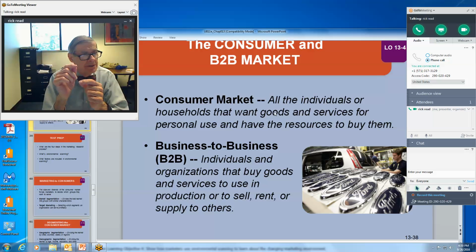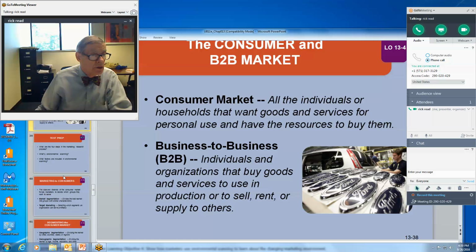Business to business is much different. Here, individuals and organizations buy product or goods and services that they use in producing other products and goods and services that they eventually sell or they supply to others. Or, they, of course, as mentioned here, they could rent them. So the business-to-business market is entirely different than the consumer market.